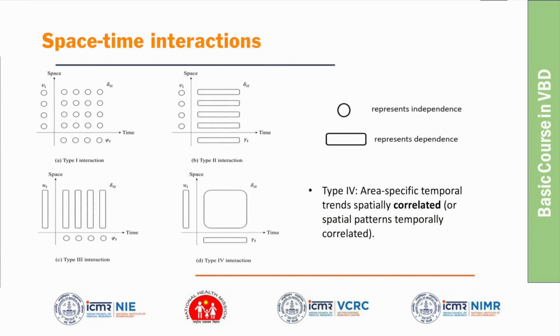So this is the space-time interaction model description here. We have considered the type 4 interaction, which is area-specific temporal trends spatially correlated, or spatial patterns temporally correlated. That's the meaning of type 4 interaction here. This interaction says that the area-specific temporal trends in incidence are spatially correlated, or spatial patterns are temporally correlated. Both are directly related with each other.